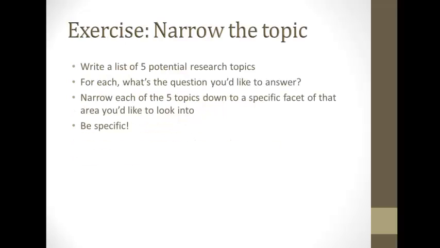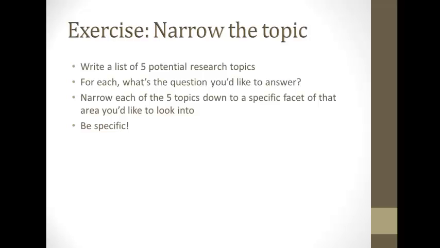Now that we've discussed a couple of different ways to find a topic and to narrow your topic, I'd like you to either get out a pen and paper or open up a separate window on your computer and write a list of 5 potential research topics. Again, these need to be topics that interest you, topics that could be discussed for a general population, and areas that you think there could actually be some research in, that there's room for research.